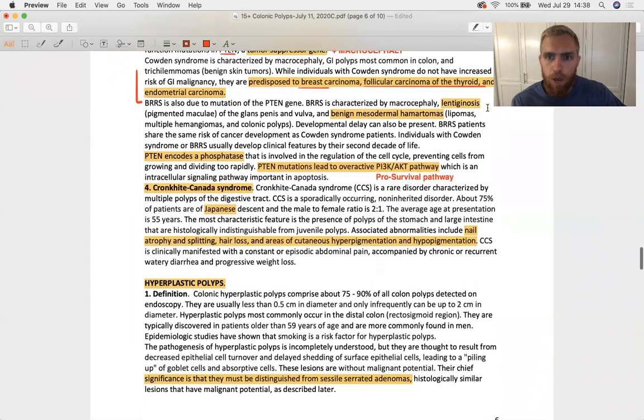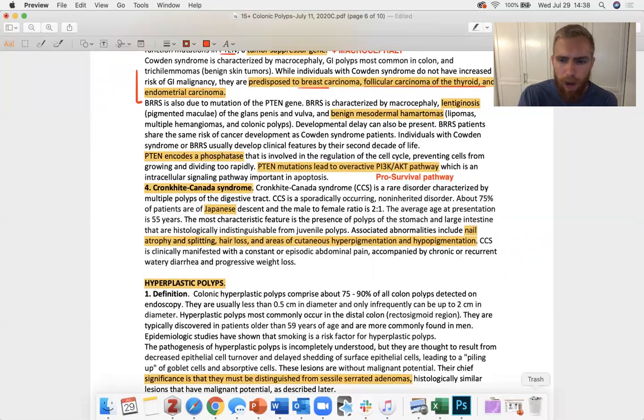Other symptoms are going to include lentiginosis of the genitals and benign mesodermal hamartomas. So again, the concept of hamartoma: abnormal architecture, you have a lot of cells growing where they shouldn't be. Something that would fall under the category of a benign mesodermal hamartoma would be a lipoma, hemangiomas as well, because again, these are benign tumors that aren't going to grow into anything. 9.999 times out of 10, a lipoma is not going to turn into a liposarcoma. It's going to stay a lipoma.